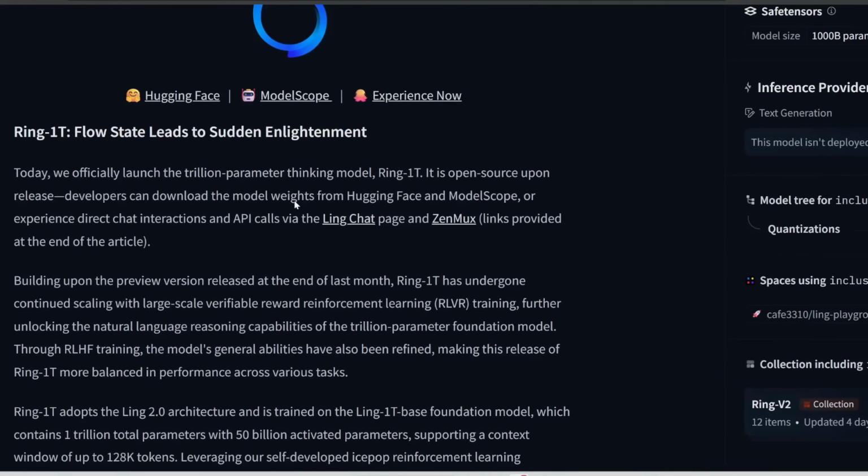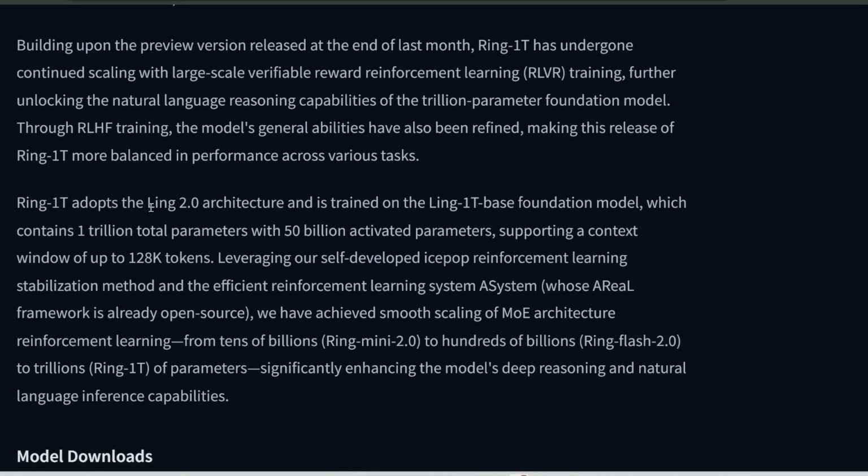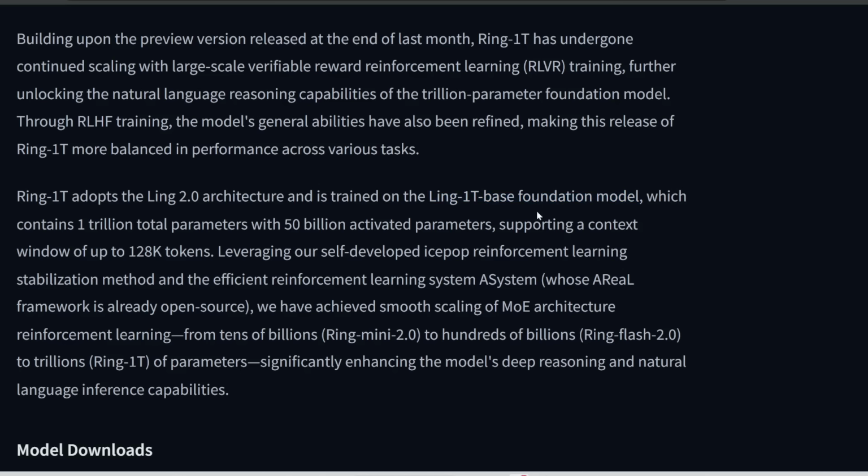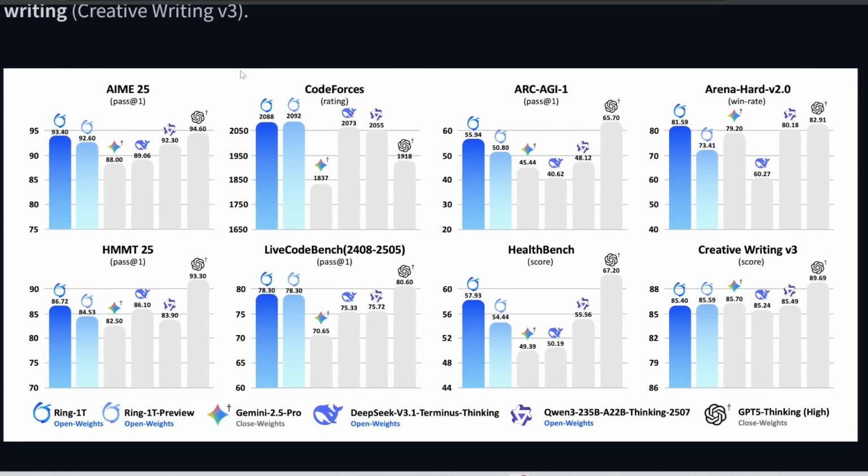So as the name implies, this is a huge 1 trillion parameter model, and this is a thinking model, just like GPT thinking or DeepSeek R1. So this is based on their Ling 2.0 architecture, and it's trained on the Ling 1 trillion base foundation model, which I think I went over last week. And they basically trained it further using this large-scale verified reward reinforcement learning, much like DeepSeek R1. And here are the benchmark scores for your reference.